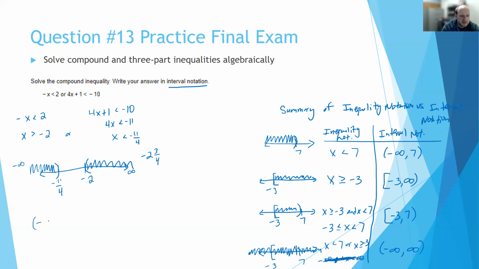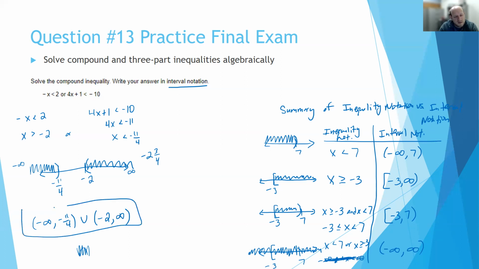So interval notation would be -infinity, comma, -11 over 4, parenthesis. And then when it's something like this, we have to put a union symbol in there. That basically means or. Our and symbol is like an intersection symbol, but we're not going to put it in here this time because it's not that type of problem. So we have -2, comma, infinity. There we go. So this is going to be your interval notation of this one.